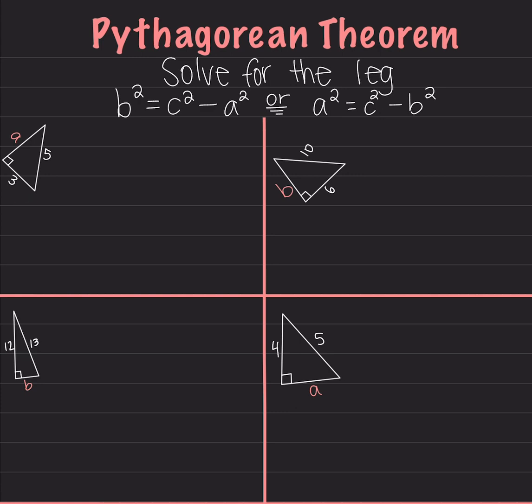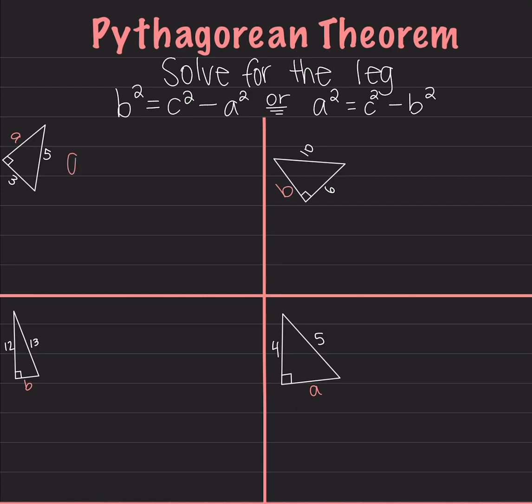Looking at our first triangle over here, I have a is what I'm looking for, 5 as my hypotenuse. Remember, the hypotenuse is directly across from the right angle, and 3 is one of my legs. Since we're looking for a, I'm going to use this equation over here: a squared equals c squared minus b squared.